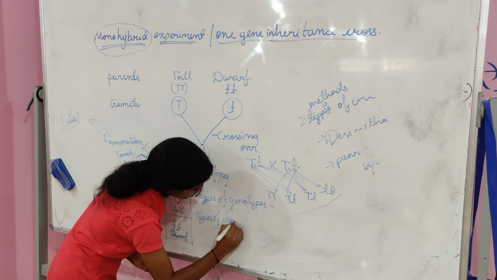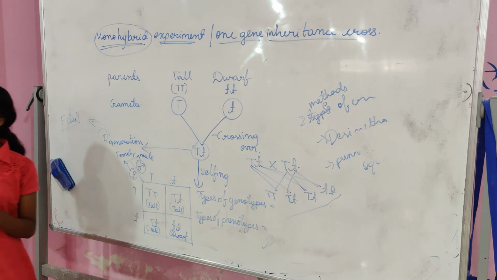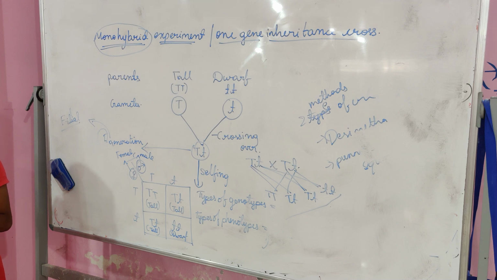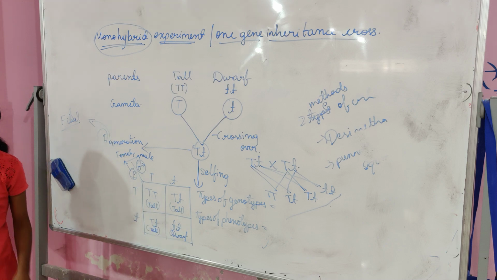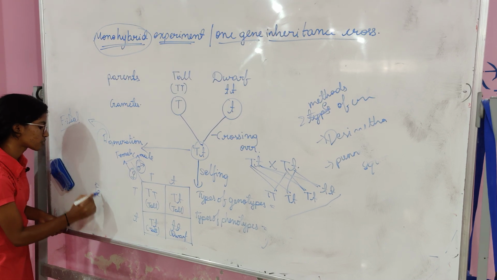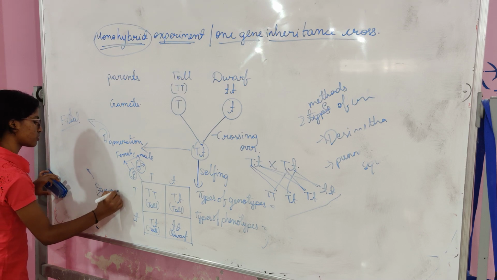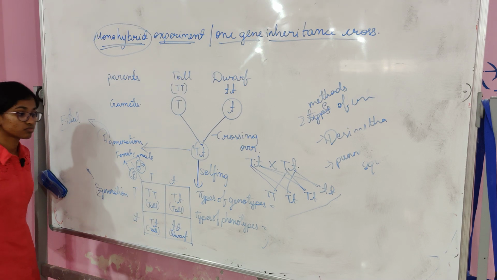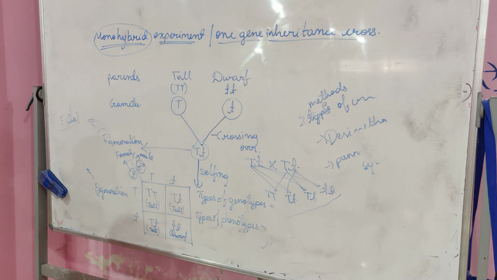Phenotype. How many types of genotypes are there and how many types of phenotypes are there in this square? And this is our F2 generation. How many types of genotypes are there? Genotypes are two. How many phenotypes?